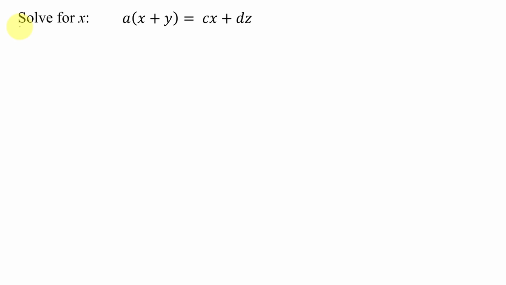In this example, I need to solve for x in the equation a times the quantity x plus y equals cx plus d times z. What type of equation do we have here? Notice all of the variables in this equation. So this equation is called a literal equation or a formula.